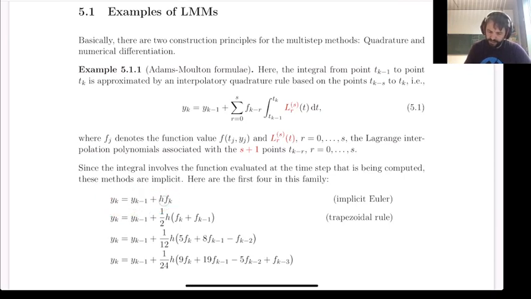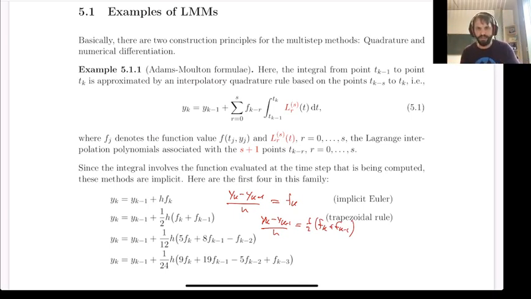So again you have yk minus yk minus 1 divided by h is equal to fk, which is the implicit Euler. In all of the Adams ones, we always have on the left-hand side simply yk minus yk minus 1 divided by h. But on the right-hand side, in this case, we have a half fk plus fk minus 1. That's another approximation of the right-hand side. So this would be the approximation of the ODE.